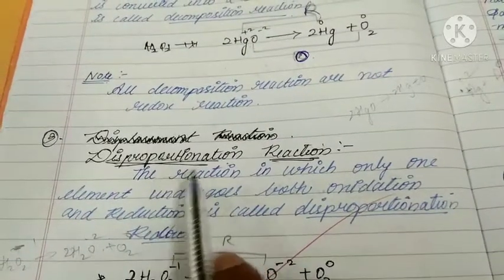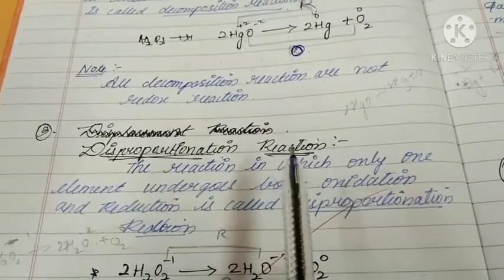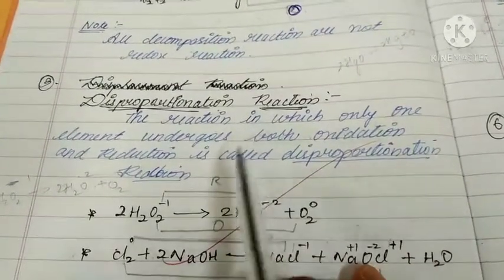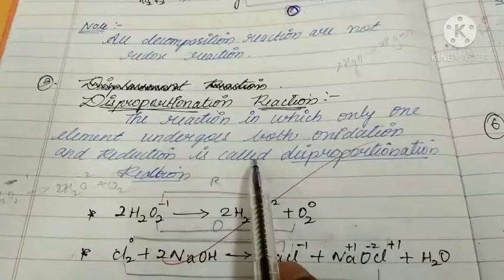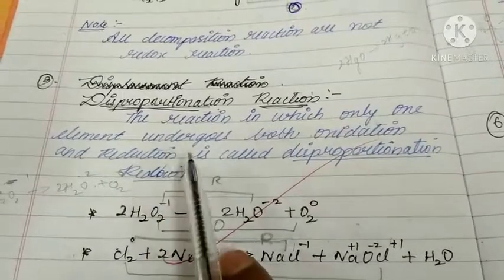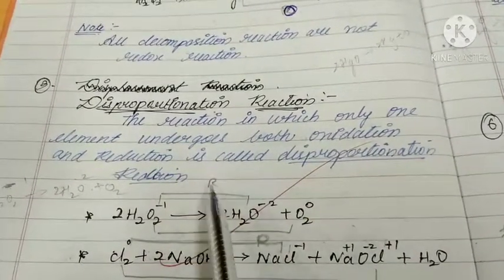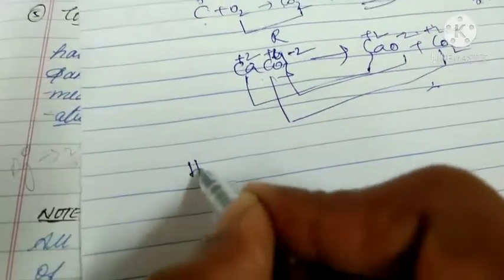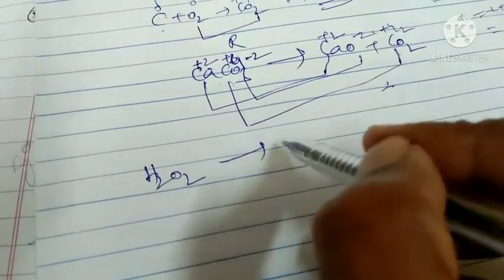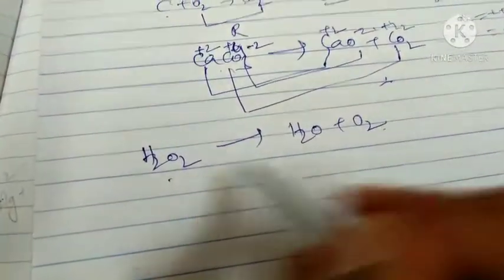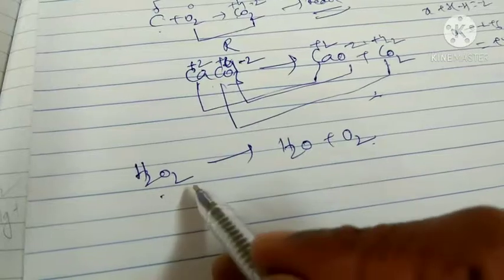Third type, disproportionation reaction. This is a very, very important reaction. What is it? Disproportionation. See, the reaction in which only one element undergoes both oxidation and reduction is called a disproportionation reaction. That means one element should undergo both oxidation and reduction. I will discuss the example here. H2O2, that is hydrogen peroxide. When it undergoes decomposition, it forms H2O plus O2. Here, the reaction is not balanced. I will balance that reaction later.